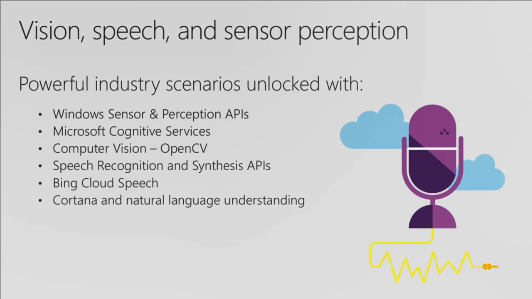And lastly, Cortana and natural language processing. So as you talk to Cortana, it understands you. It uses your knowledge graph or your connections and is able to act or respond to you in an even more personal manner. So those APIs are all accessible easily through UWP on Windows.